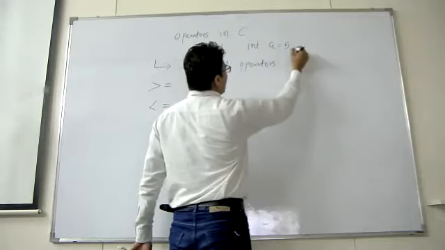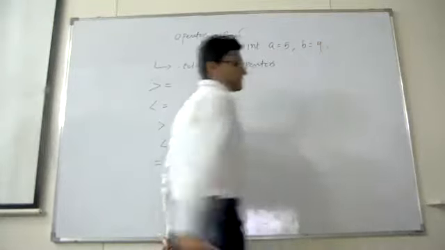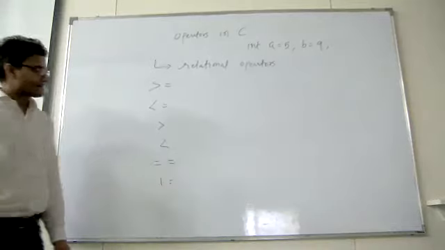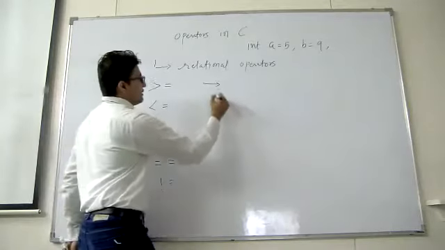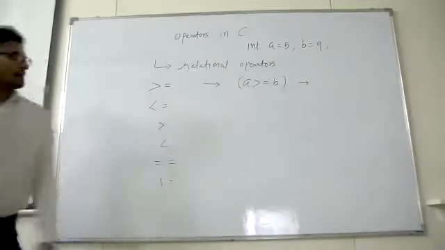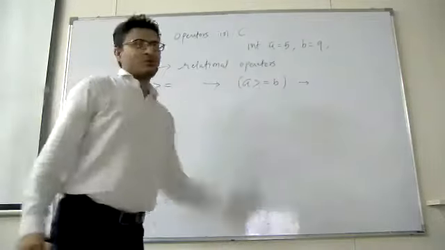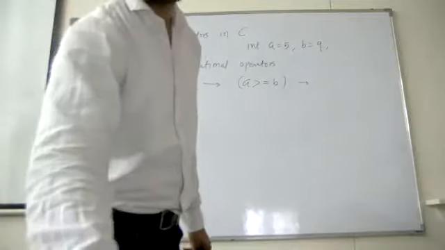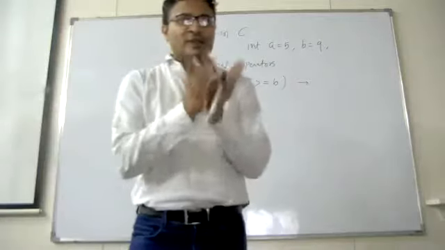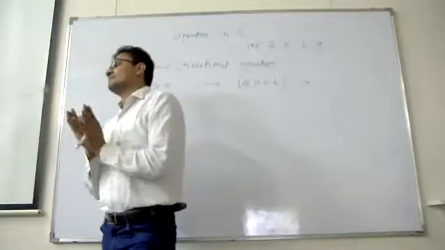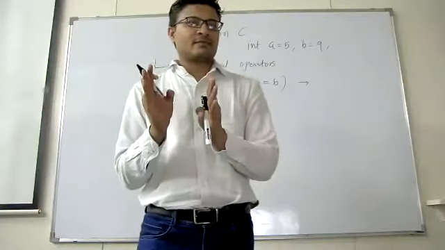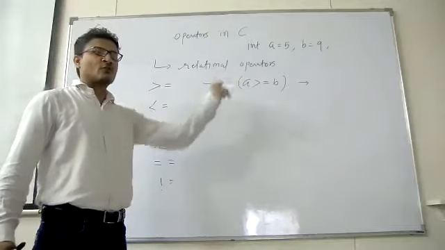As an example, suppose I have two integers, a equal to 5 and b equal to 9. If I write this condition, what will be the return value of this statement? Zero. Okay. In relational operators, the answer is always Boolean, either true or false.